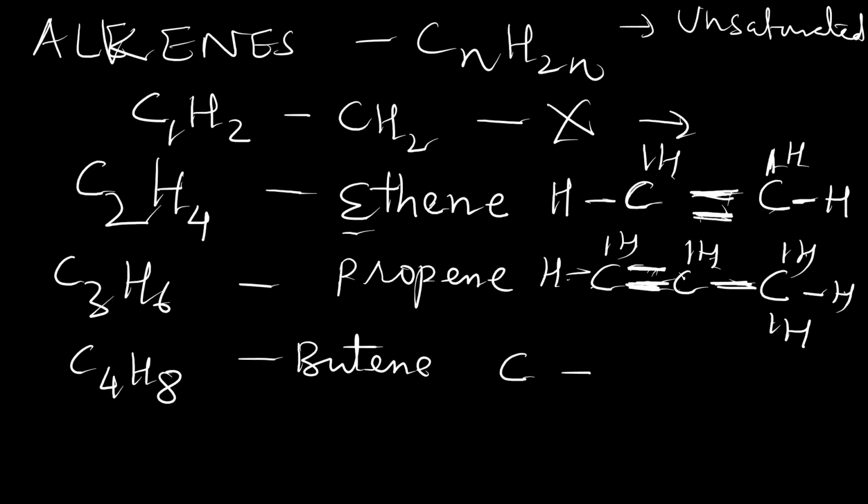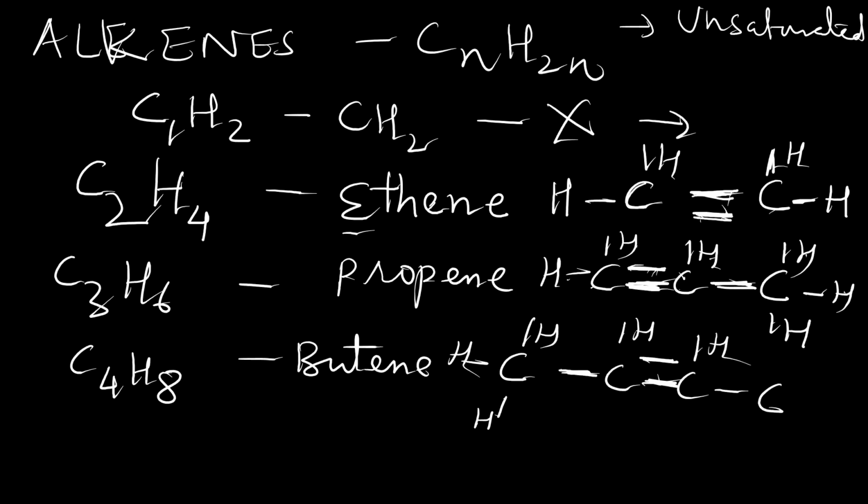Similarly, butene, draw 4 carbon atoms, draw a single double bond somewhere, anywhere between carbon atoms. So if I am drawing here, so this carbon will form 3 bonds with hydrogen. This will form 1 bond, this will form 1 bond, but this will form 3 bonds. So this is the example of alkenes, and they are unsaturated hydrocarbons.